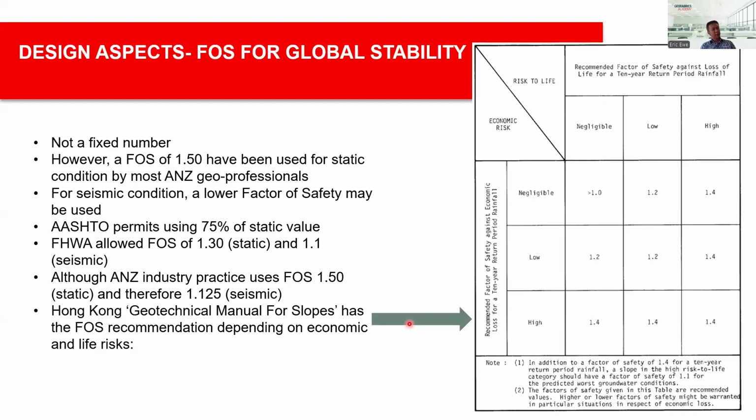And this is the summary table in terms of the life risk and economic risk. There is one particular criteria condition, a 10-year return period rainfall, so you probably want to know that rainfall intensity. Once you know that, you can use this table for most slope design factors of safety. And you can see there, a factor of safety of more than 1, obviously it has to be more than 1, to 1.2, and 1.4.